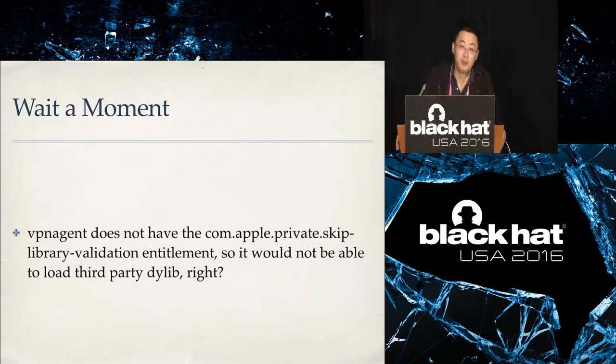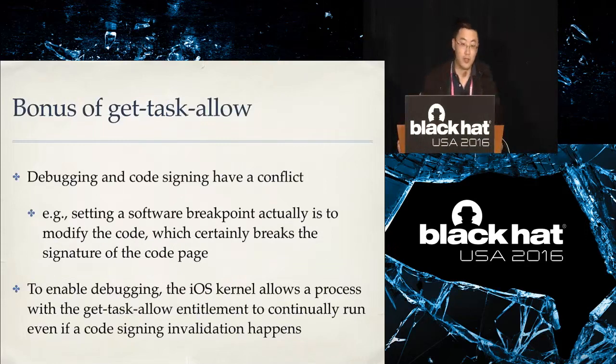But you may already notice that VPN agent does not have the com.apple.private.security.no-sandbox... sorry, the library validation entitlement. So even now the question is, even if we are able to run VPN agent and ask it to load our library, we cannot bypass the team ID validation, right? So there is a bonus of get-task-allow. It's a kind of logical conflict between debugging and code signing.